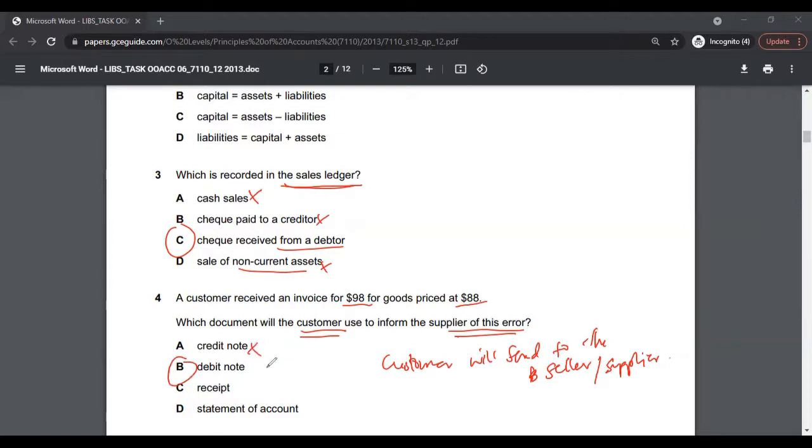We do not send a credit note. A credit note is sent by the seller to the purchaser. A receipt is issued when the goods have been sold and the payment has been received. And a statement of account is just a summary of all transactions. So if you know the definitions of what each term means, it's a very easy question. So the answer to multiple choice 4 is option B.